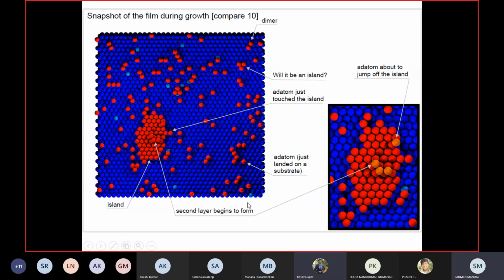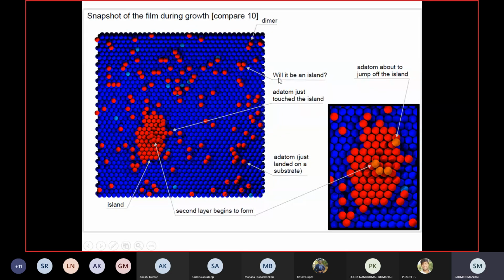Okay, I'll just finish this slide. This is actually a very important slide. This is a 3D projection. When the real deposition is happening, what is happening? It's a billiard ball kind of motion.